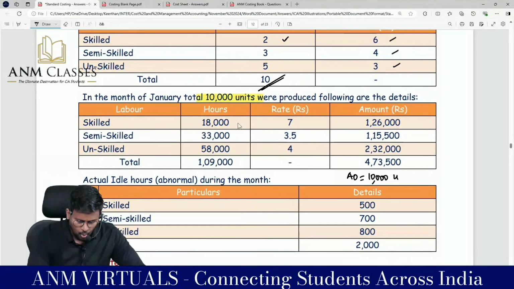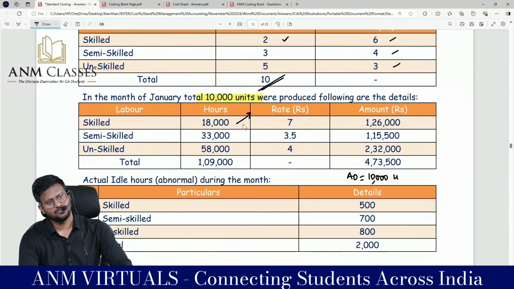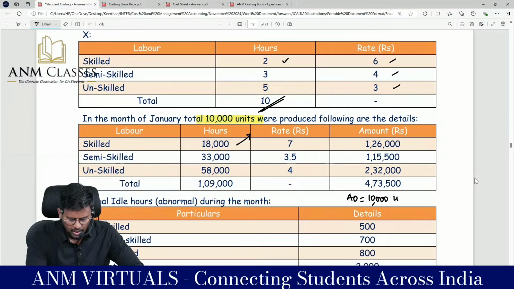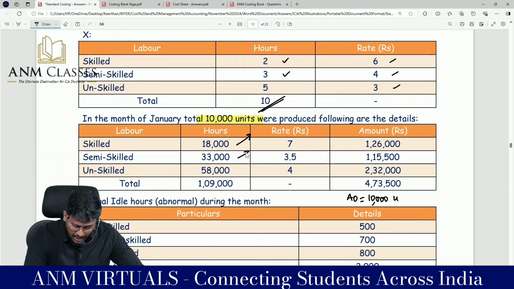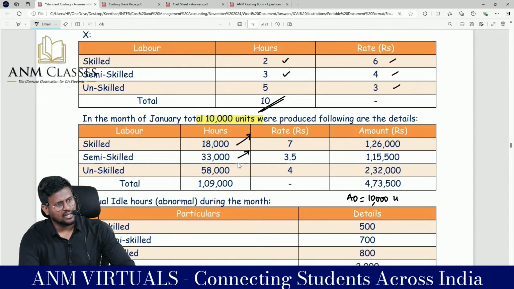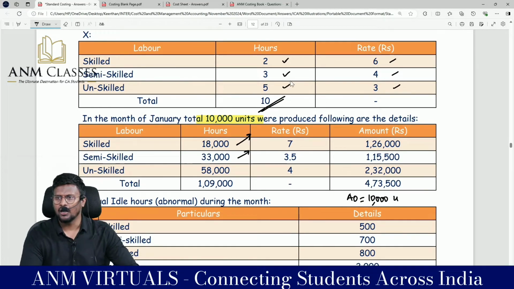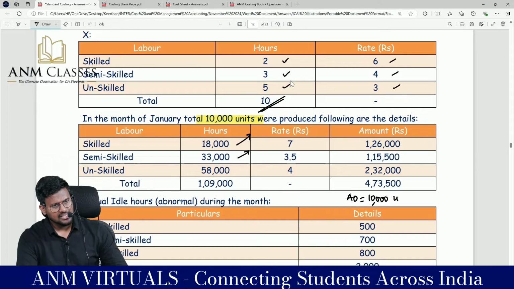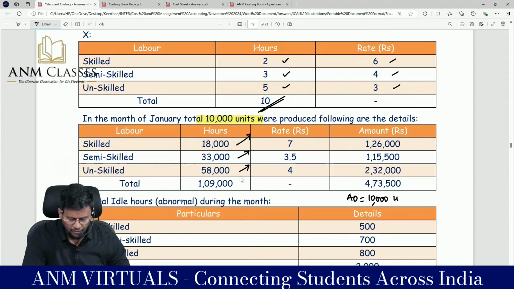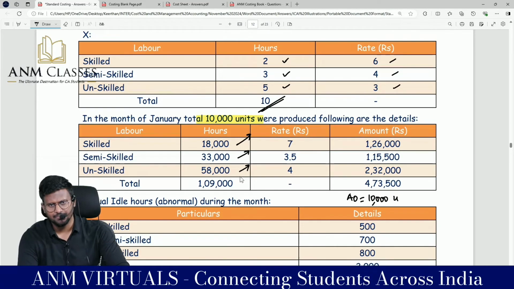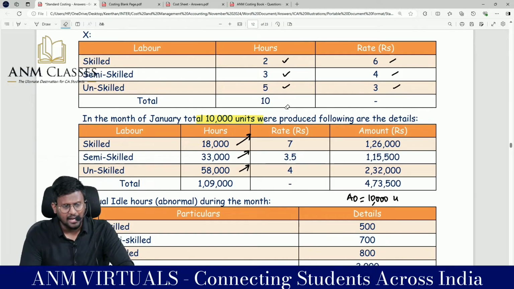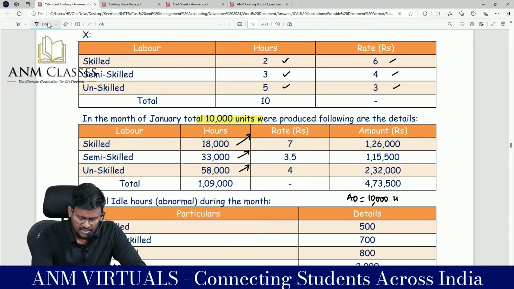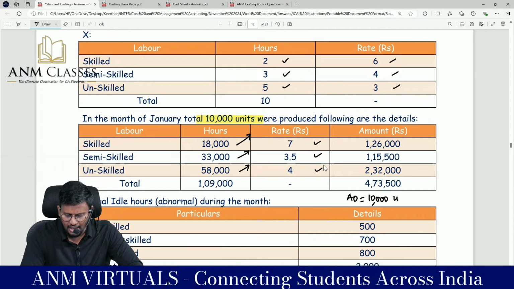But they have taken only 18,000 hours. Brilliant. 10,000 into 3 comes to 30,000 standard hours, but they have taken 33,000 hours. Very bad. 10,000 into 5 comes to 50,000 standard hours, but they have taken 58,000. Very bad. Sir, the rate is 6, 4 and 3, but they have paid 7, 3.5 and 4.